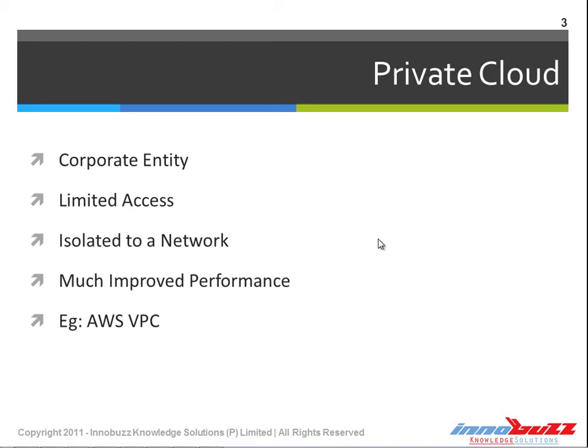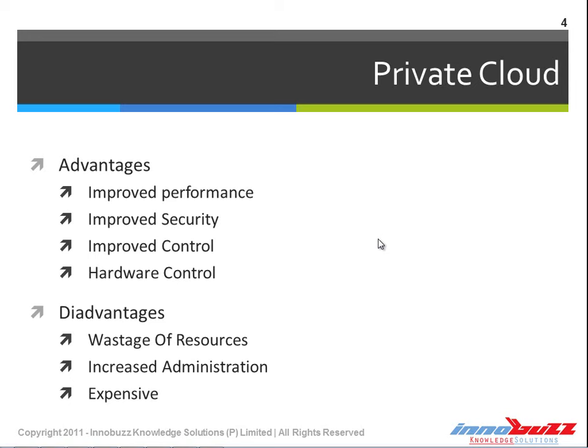The example for private cloud in public cloud is AWS Virtual Private Cloud. It runs a private cloud inside the public cloud as an isolated cloud, and that's one of the best examples of a virtual private cloud in the cloud infrastructure. We can also create our own isolated cloud using the virtual private cloud of AWS. Now let's take a look at the advantages and disadvantages of private cloud.